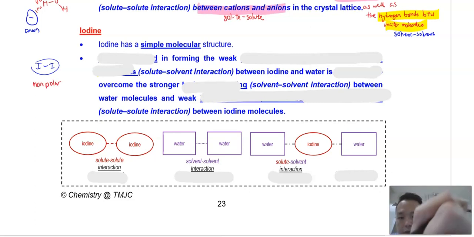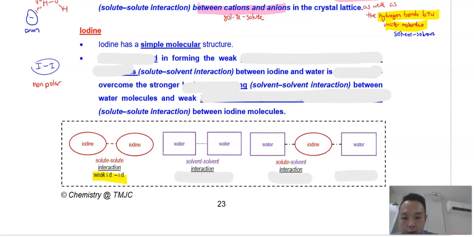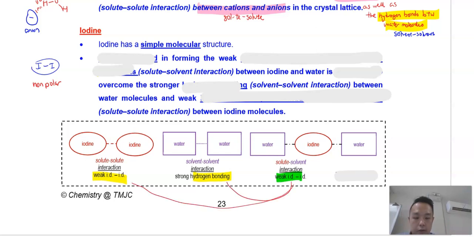the type of solid-solid interactions would be a weak ID-ID. For water, it will be hydrogen bonding between the solvent-solvent. And since iodine cannot form hydrogen bond with water, the type of solid-solvent interactions will also be only a weak ID-ID. So if you compare the weak ID-ID to the hydrogen bonds, you realize that it's going to be insufficient to compensate the amount of energy released from the solid-solvent interaction.